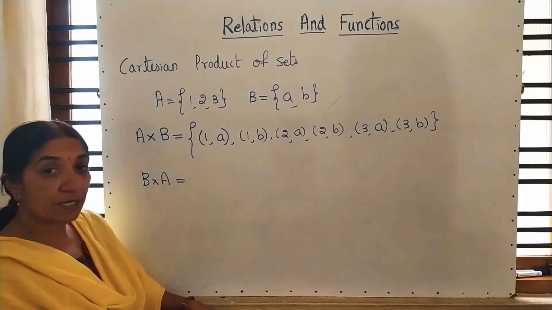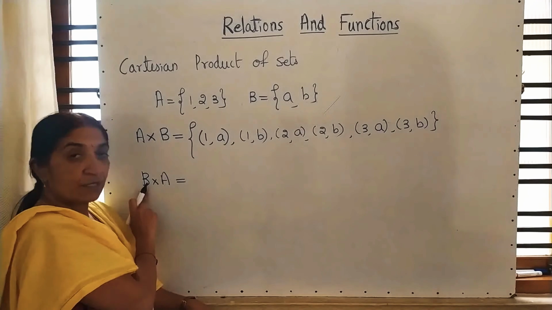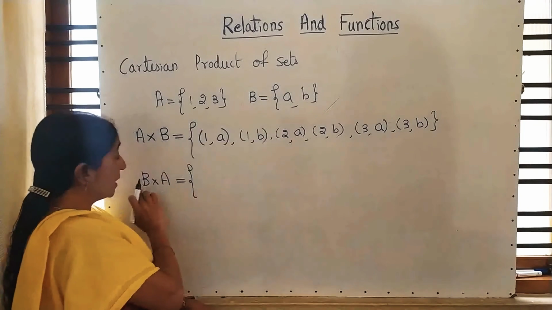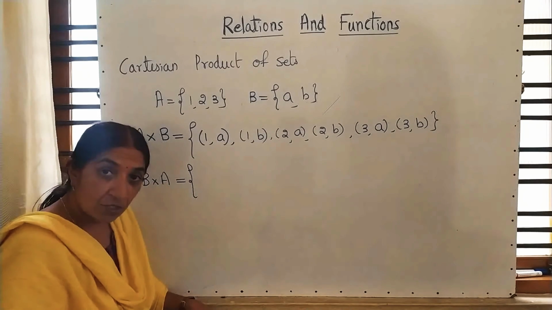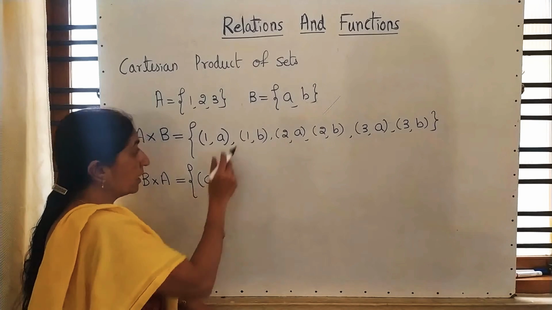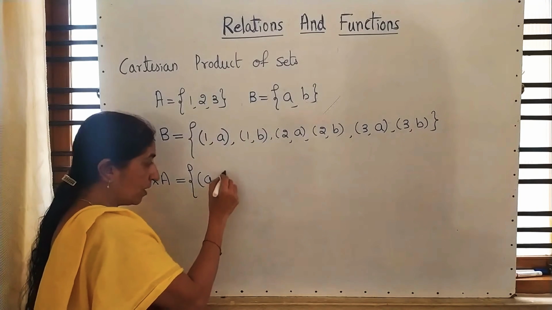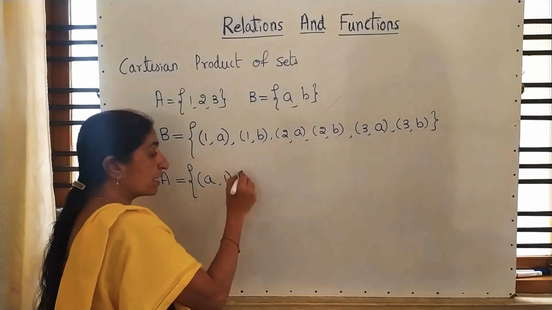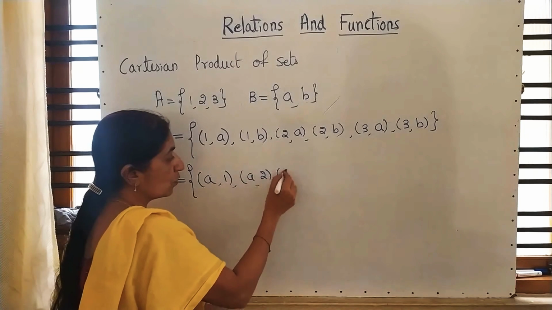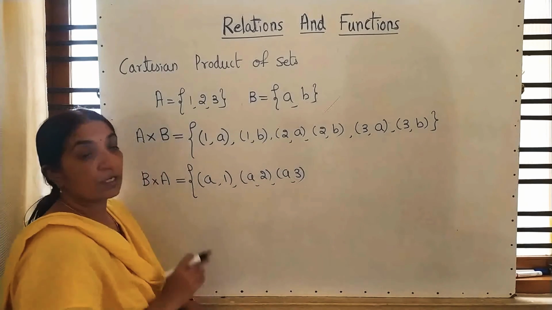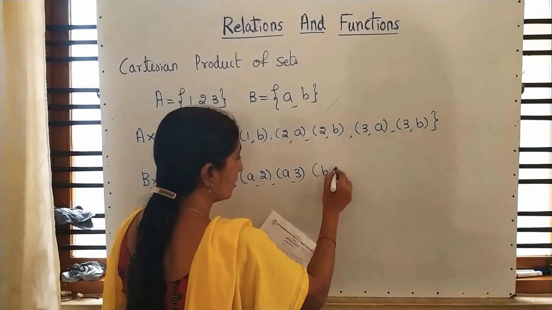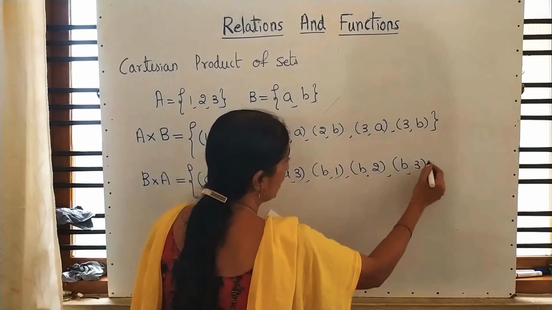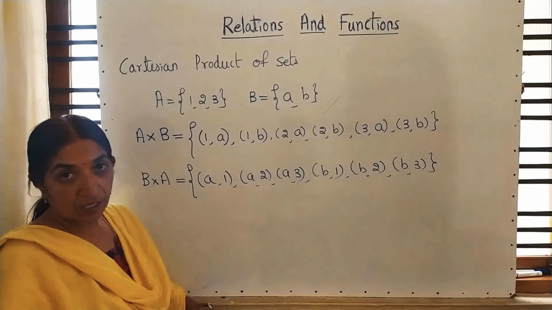This Cartesian product B cross A. Whichever is the first set, we have to select the element from that set. See, which is the first set here? B cross A. That means we have to select the element from B. So first fix a, then we move to A: (a, 1), (a, 2), (a, 3), right, with all the elements. Clear or what? Then move to the second element: (b, 1), (b, 2) and (b, 3). Is it understood or what?